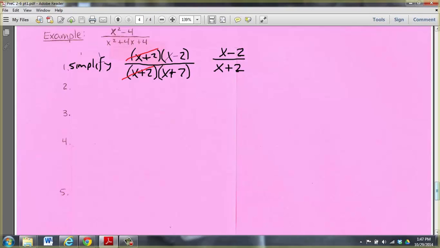One other thing that I want you guys to be aware of. There is a hole at x equals negative 2. Oh, no, never mind. There's still an x plus 2 on the bottom. It's not a hole. Scratch that then.